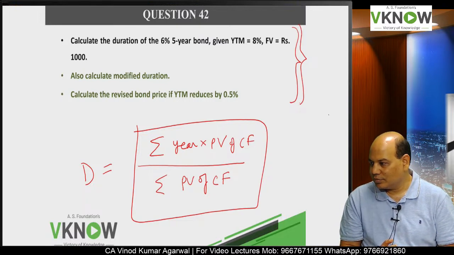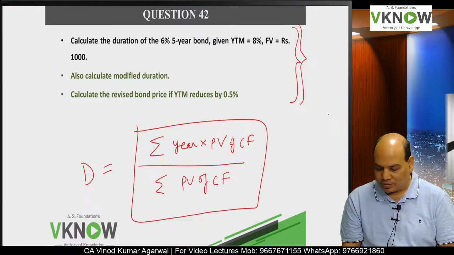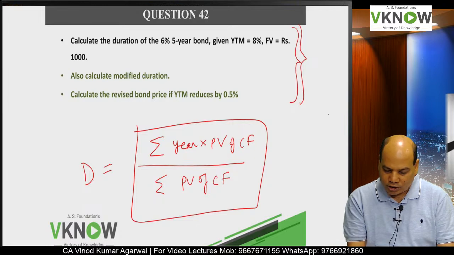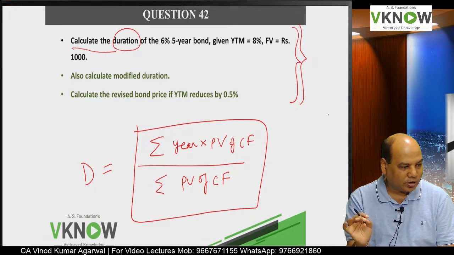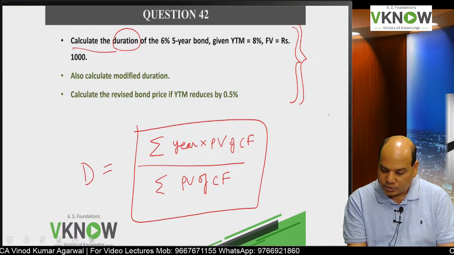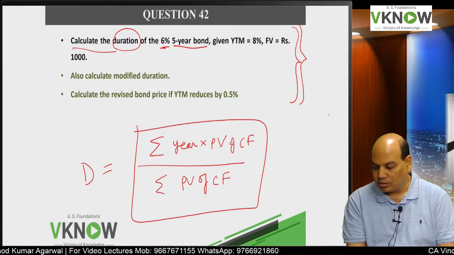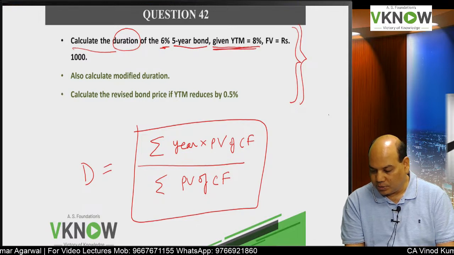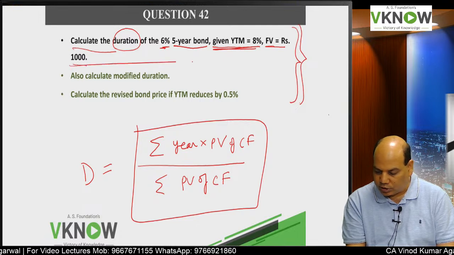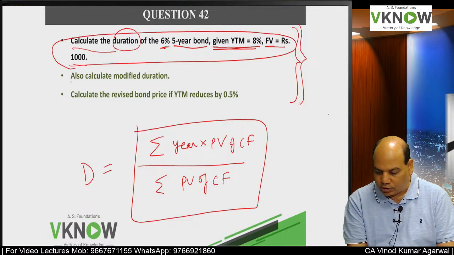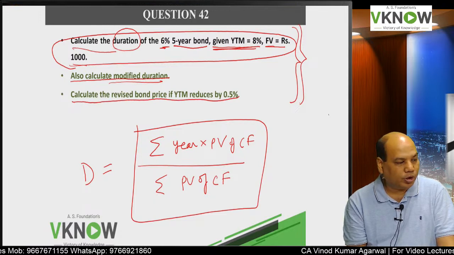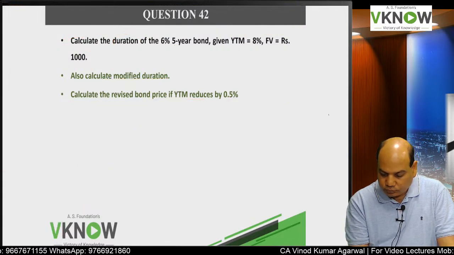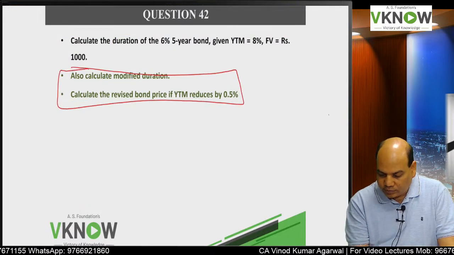Say yes, we are ready. And then we'll solve this question. Calculate the, we are just right now learning the calculation. Application is after this. Duration of a 6%, 5-year bond, given YTM is 8%, face value is 1000. So right now I am going to do this calculation. Later on we are going to also calculate modified duration and also calculate the revised bond price if the YTM reduces by 0.5%. These two parts we will discuss later.